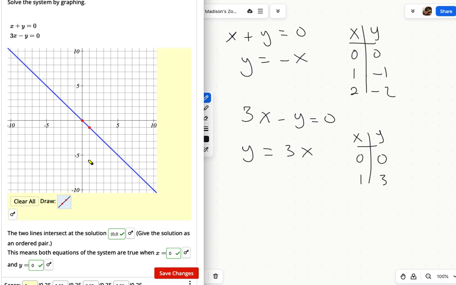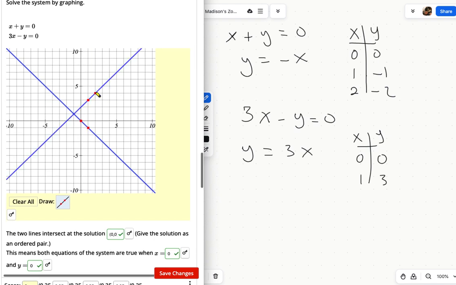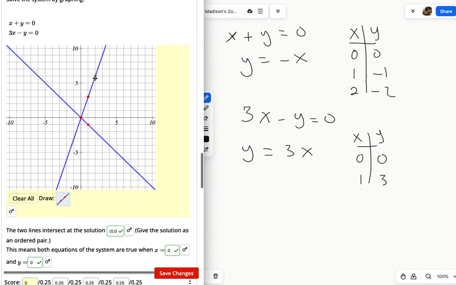And then I think it's going to make me graph a different point other than 0, 0, because I already used that one. So I'll do when x is 1, y is 3, and when x is 2, y is 6. As you can see, there's the intercept at 0, 0, and our slope of 3.